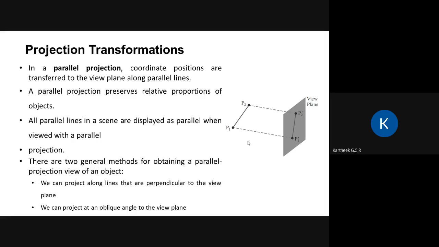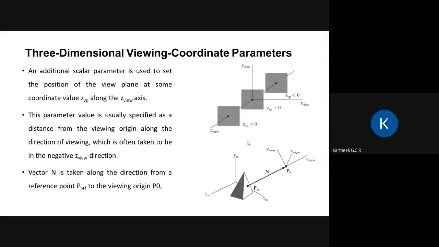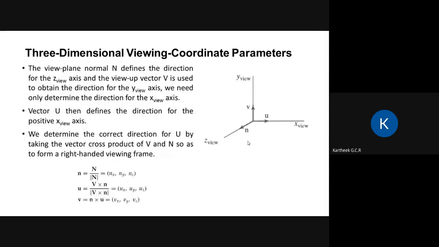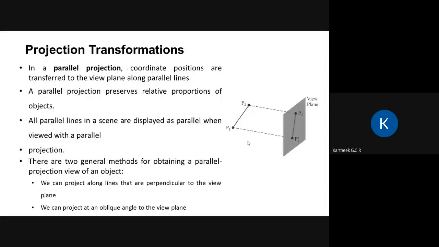Now, looking at the next transformation in the 3D pipeline, we have projection transformation. Projection transformation basically works like this: if the viewer is somewhere over here, you have the plane, you project the lines parallelly and you would get this projection on the screen.